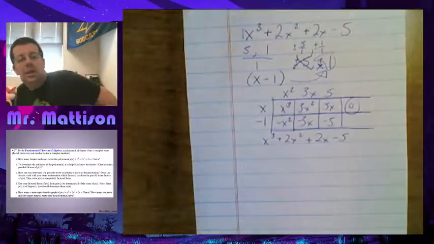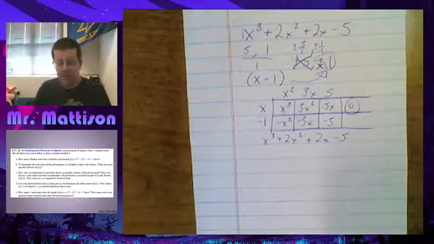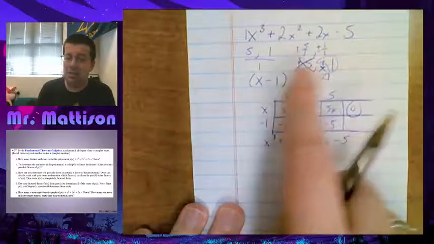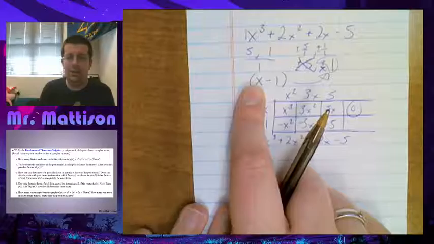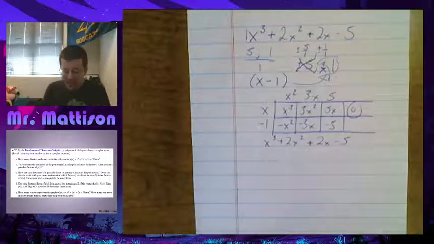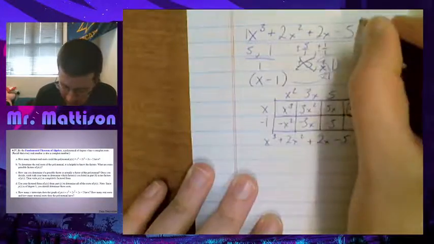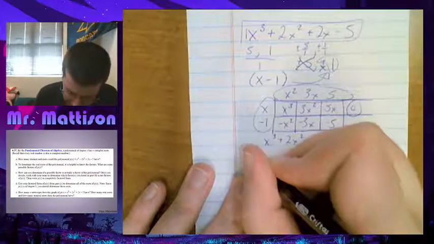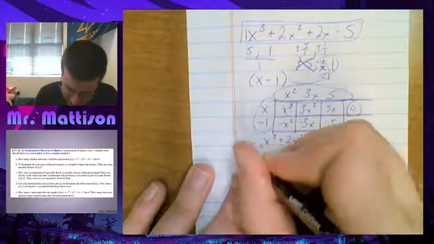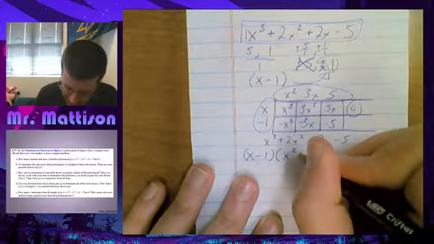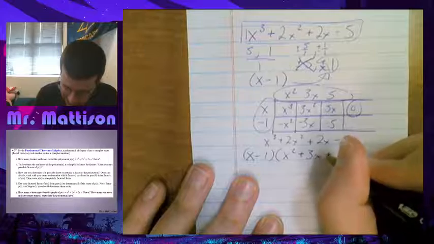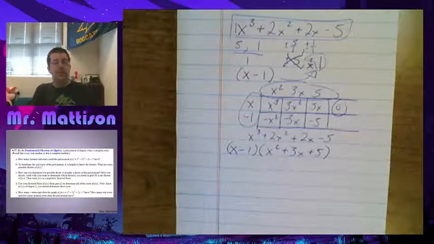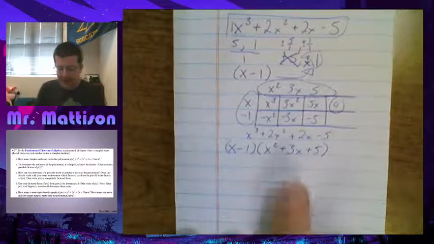And you should always have a remainder of 0 here, because we said this is a root, so this should be a perfect factor, right? So I factored this original into this times this. So it's now x minus 1 times x squared plus 3x plus 5. There, I'm factored.